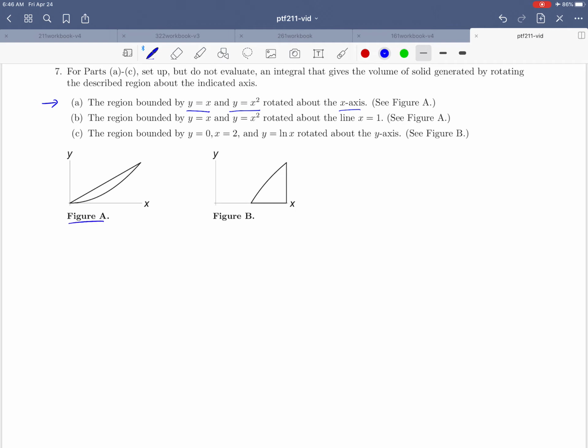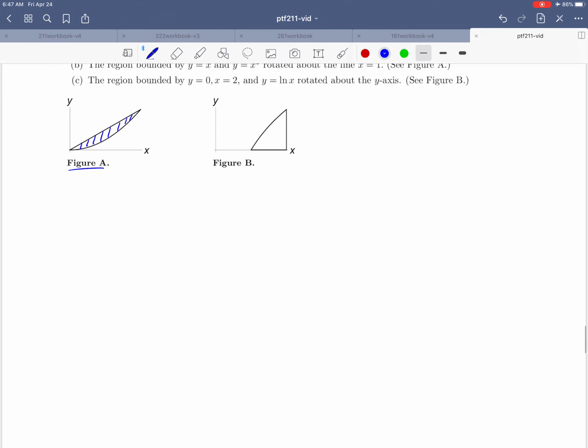Notice that in that figure the 2 curves have been drawn for us, and so the region they're talking about is this part that I'm shading here between the line and the parabola. We'd like to take that and rotate it about the x-axis. All right, so let's draw just a second picture of this that's a little bit bigger, just to make this easier to think about.